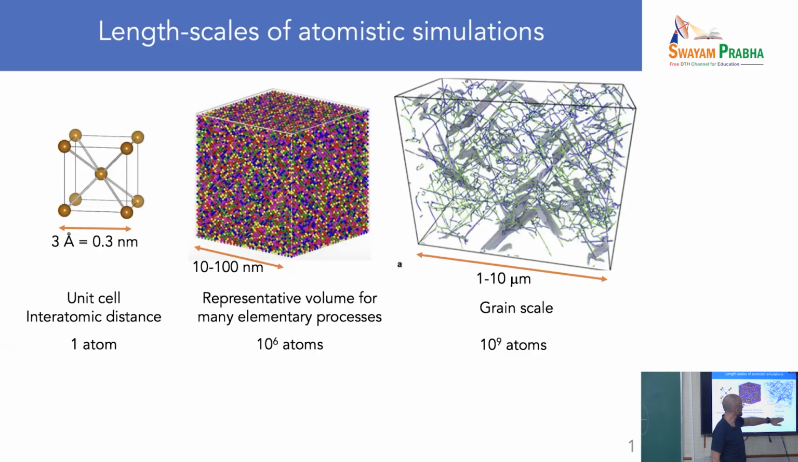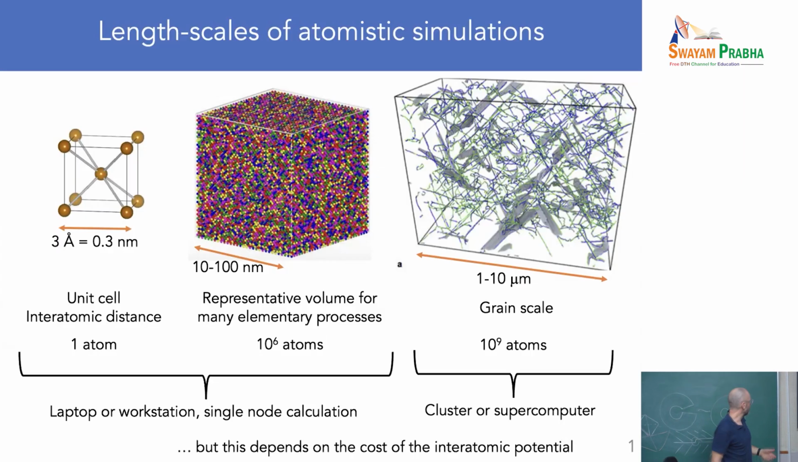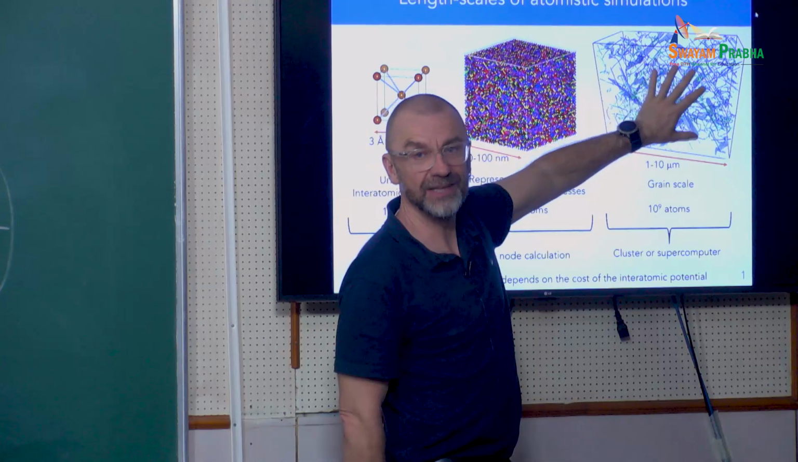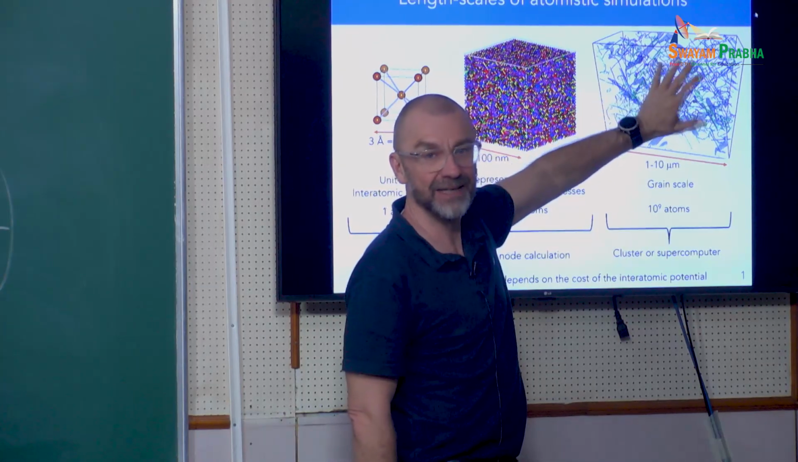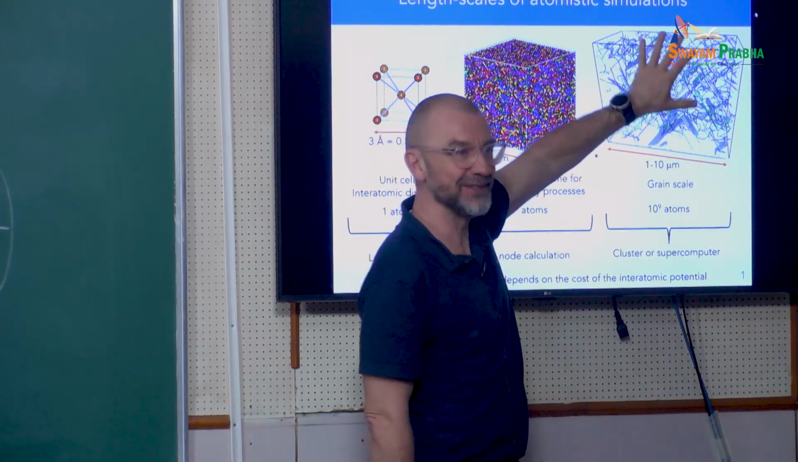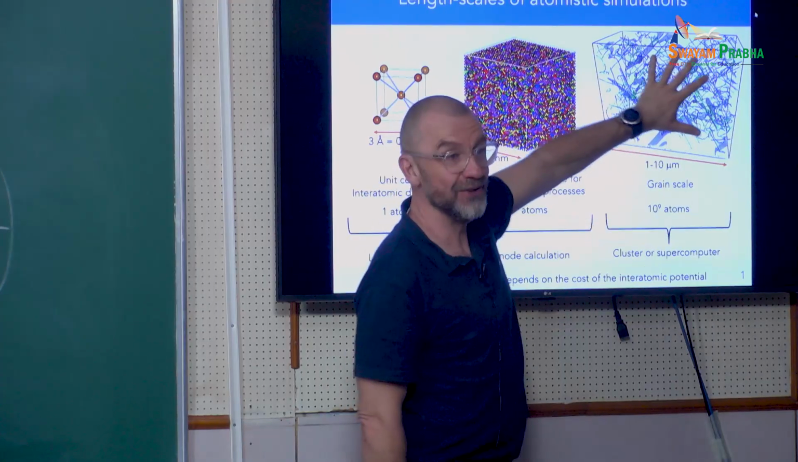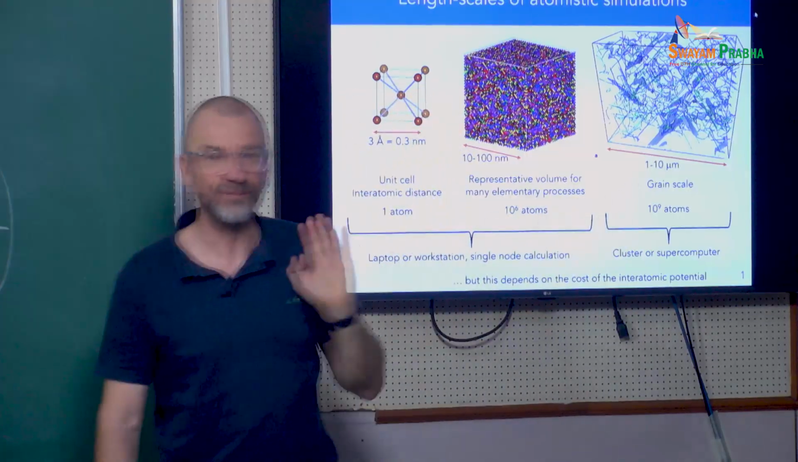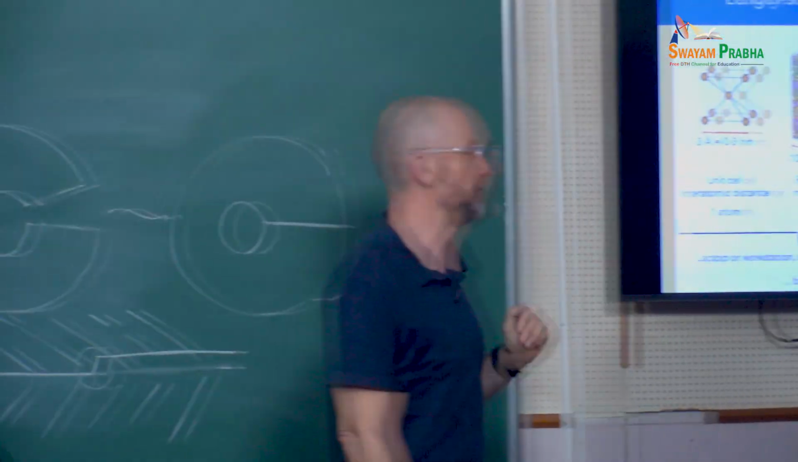So that would be the grain scale, and the order of magnitude of atoms would be a billion to a few billion atoms. Now, with a laptop, a workstation, or a single node calculation, we can do this and that. Now, to do this, you need to be Vasily Bulatov and be at Lawrence Livermore National Lab and have access to some of the biggest American computers to run these simulations. So this is only for very, very big supercomputers.